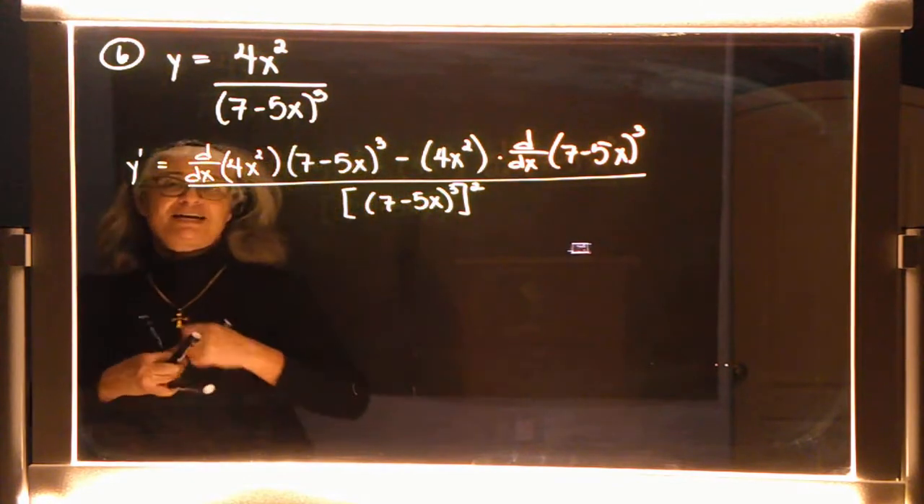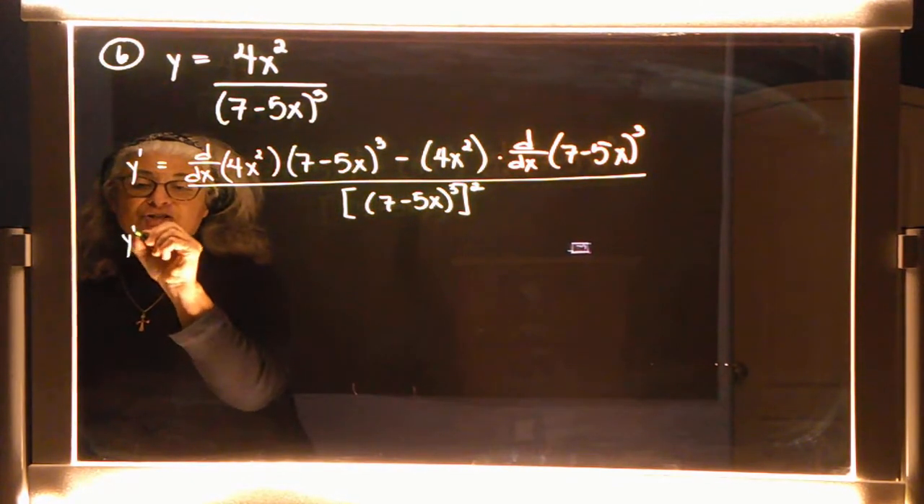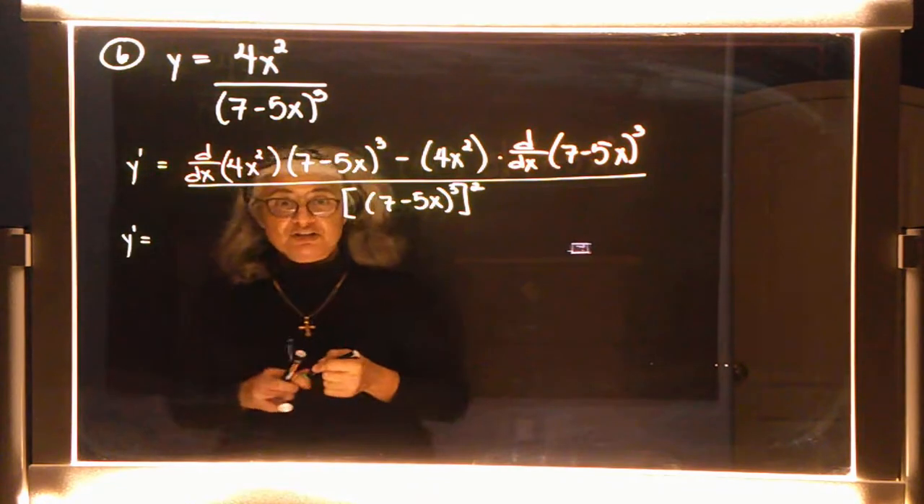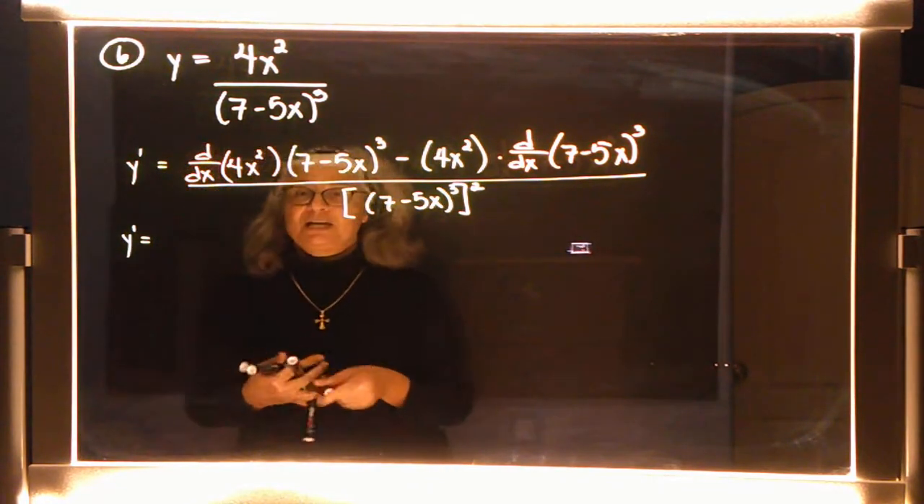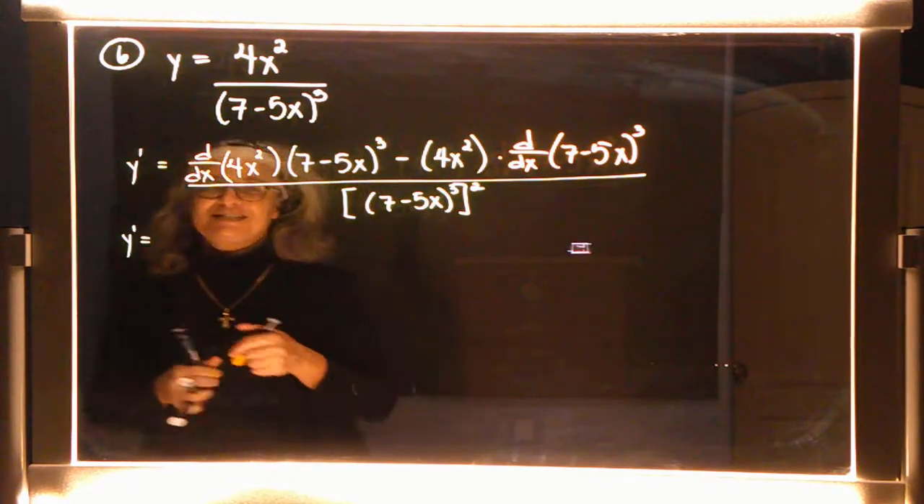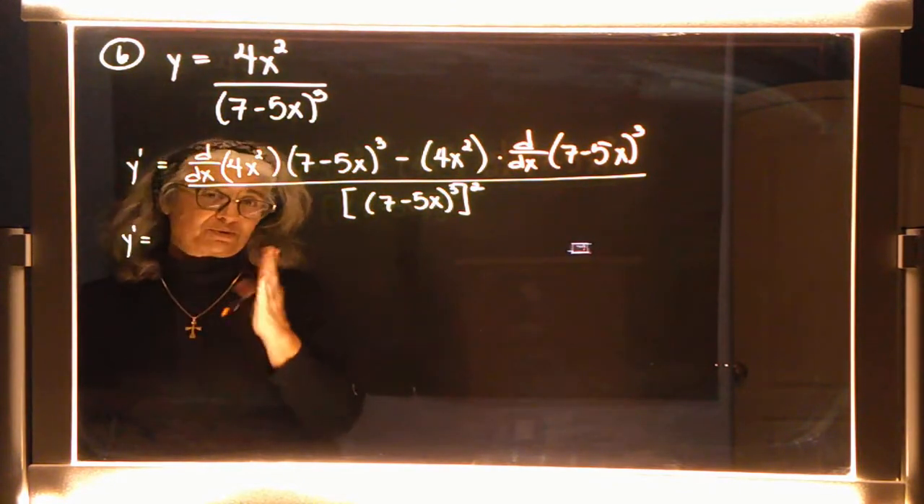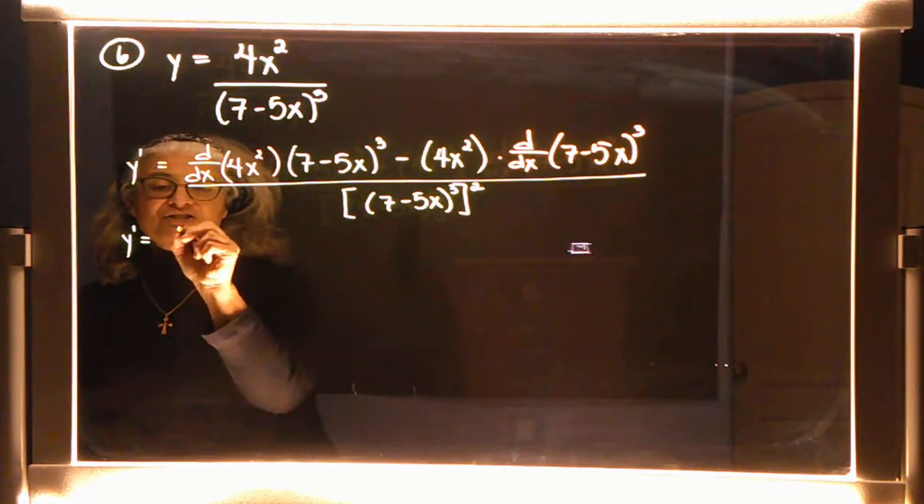Let's see what we're going to get. And by the way, if you just want to watch, then watch and then rewind the video and work it out with me and make sure you're agreeing. Always a good idea. Okay, so the derivative of 4x squared, what is that? Good. That's just 8x.